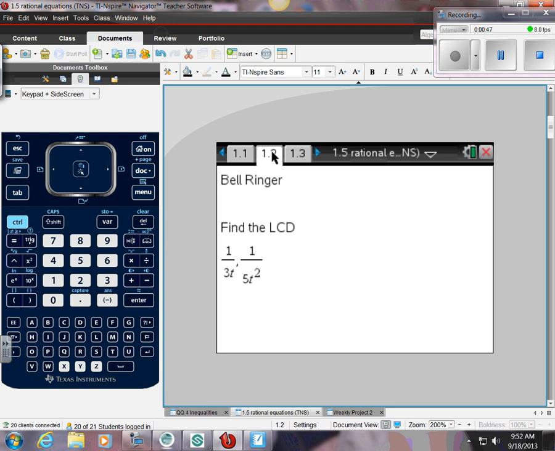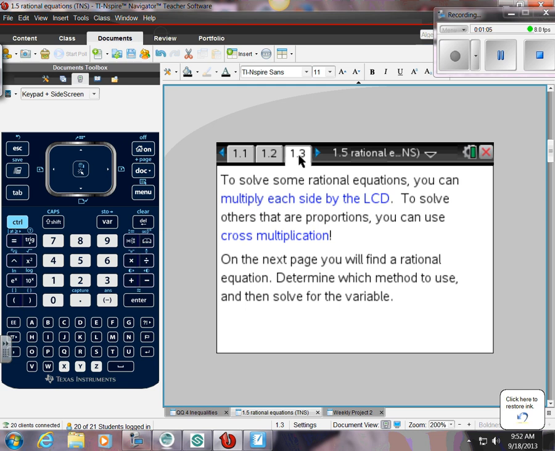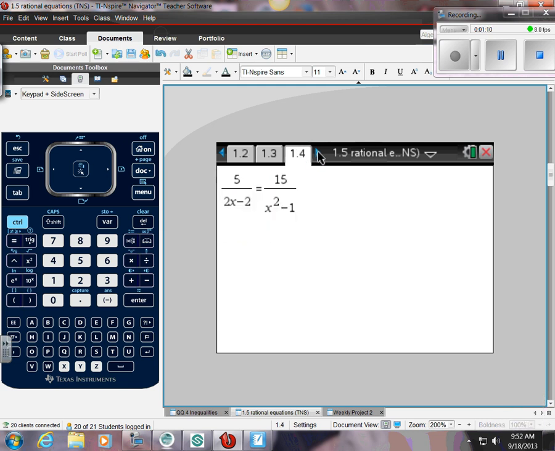Very quickly, tell me what my common denominator is. Awesome. 15t squared. Any problems, questions, concerns with that? Good. All right, so let's look at our first one. Next one. What is this? We just talked about it. It's a proportion. Good. So how would I go about solving this proportion? Great, cross multiply. Okay, so that's how we're going to solve this first one.